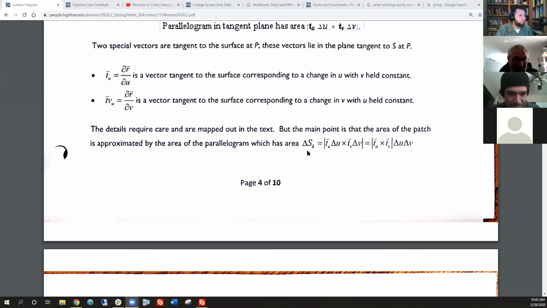And so the main point is that if you want to find the area of a patch, right here, here's that area of the patch, then you look at the cross product of those 2 tangent vectors and you take their magnitude and you multiply it by the 2 changes in U and V, the delta U, delta V, which is pretty straightforward.